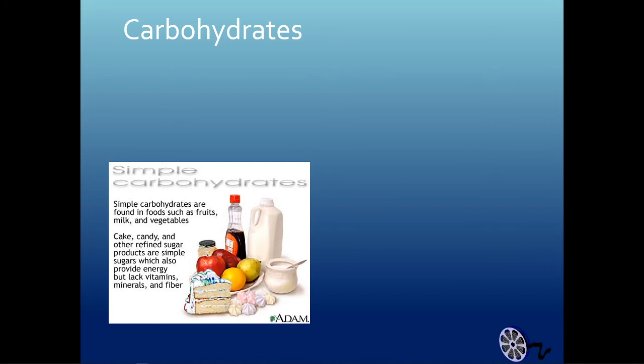And those give us quick energy. We can use those very quickly. We can break them down and turn those into ATP very easily. So if we need energy real quickly, it makes sense to grab that.